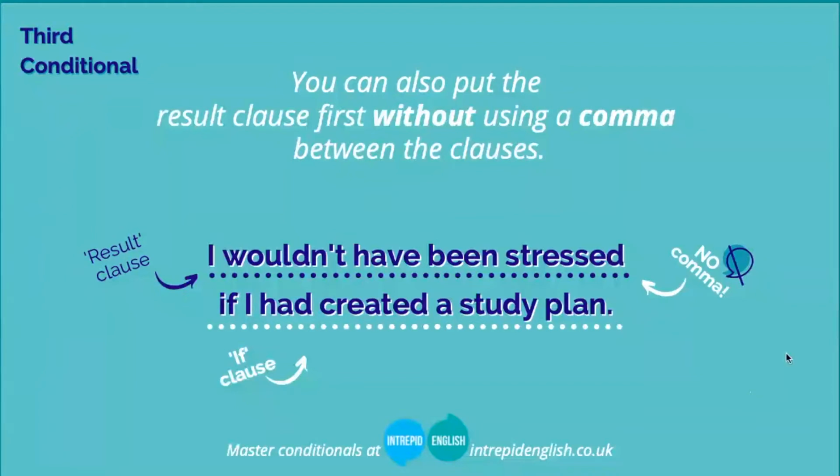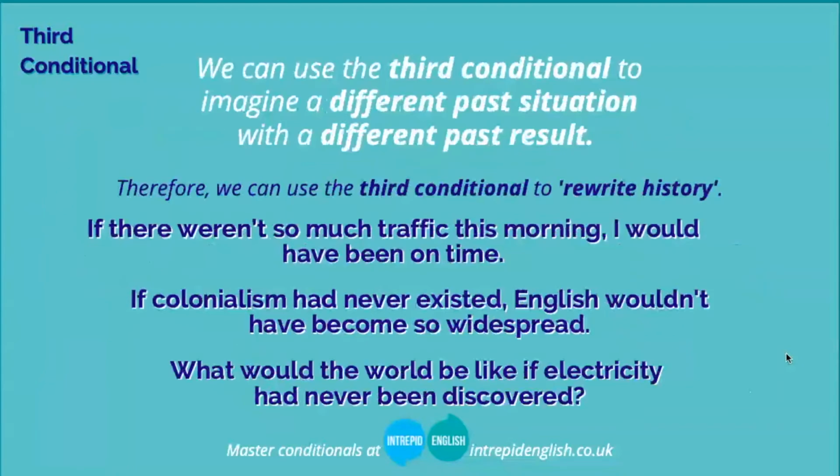So I wanted to mention as well, we can use the third conditional to imagine different past situations with a different past result. I know I keep mentioning past, but it's very important to remember that it's all happening in the past. Okay. And it's all hypothetical. Things didn't happen that way. So this is why we use the third conditional. We can use it to rewrite history.